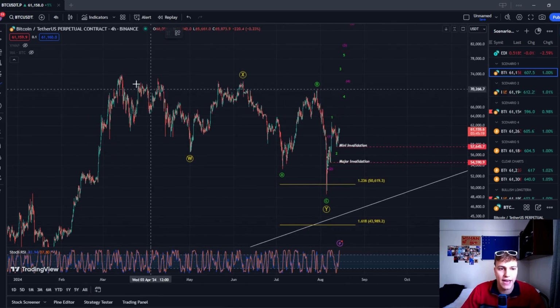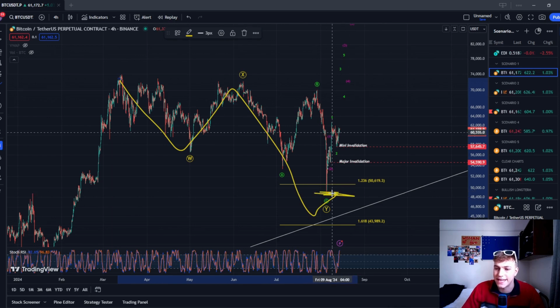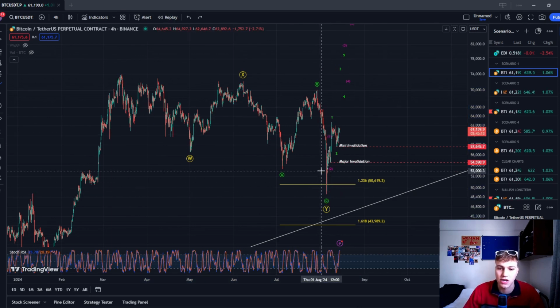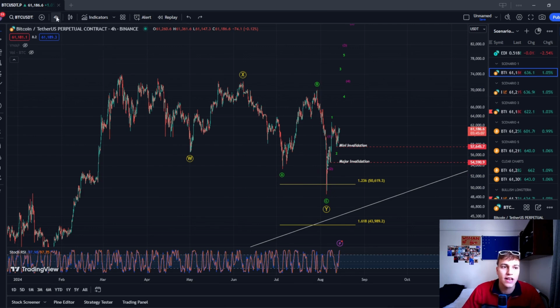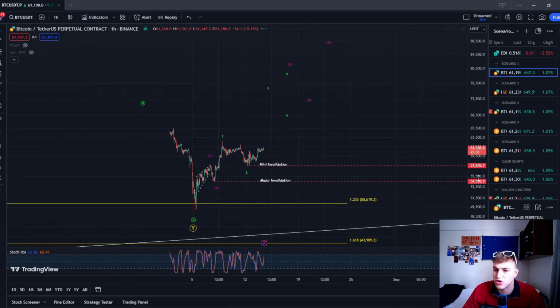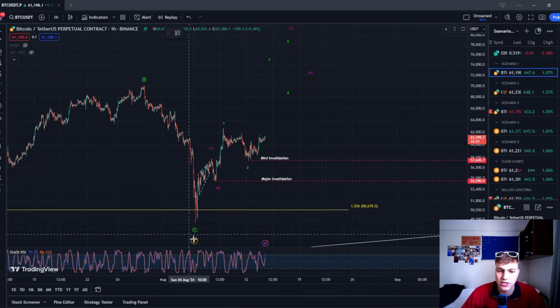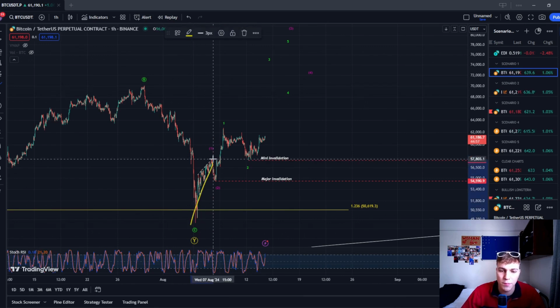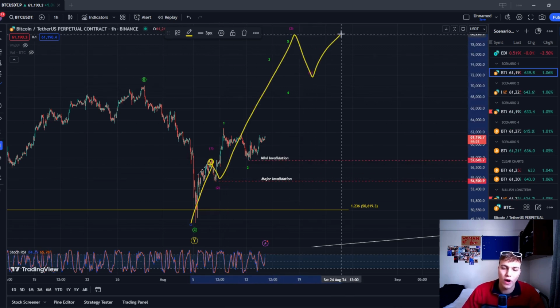Now, we have a WXY with a finished low made at $49,000. In this Y we have a general ABC with that low as mentioned. Now if we go into the hourly time frame, we can see that impulsive structures are starting to occur to the upside.